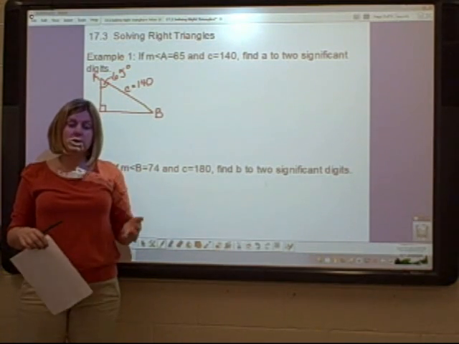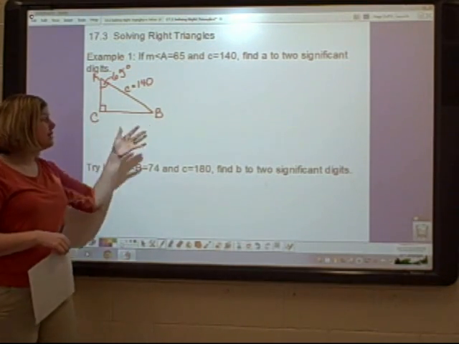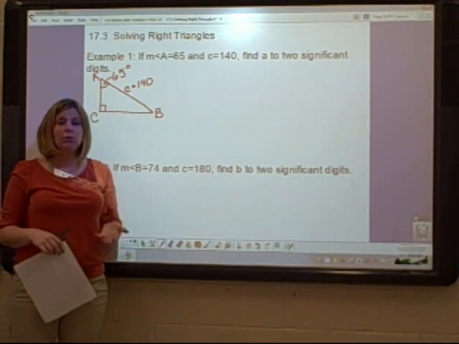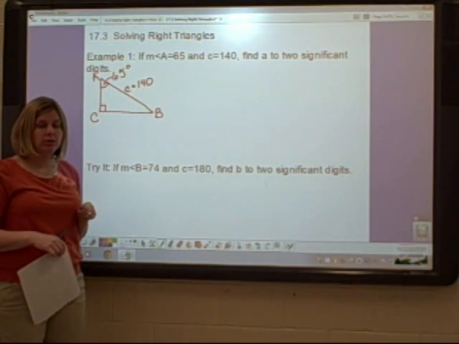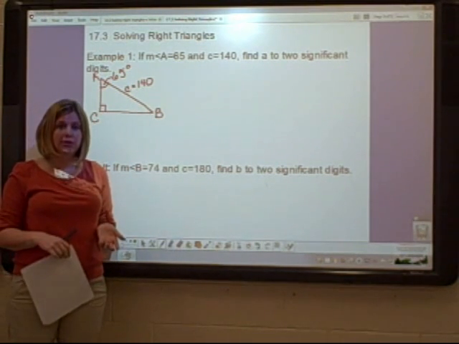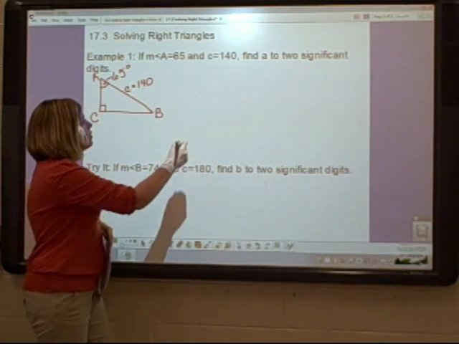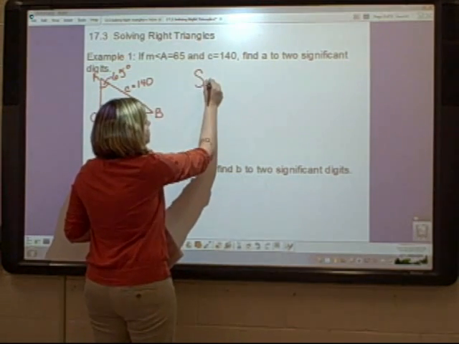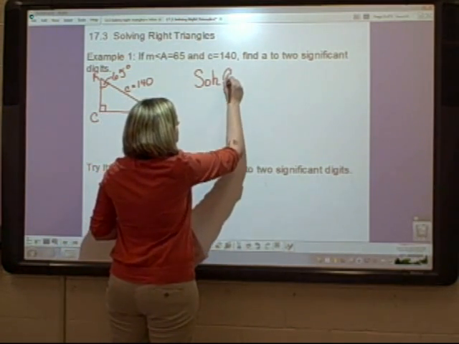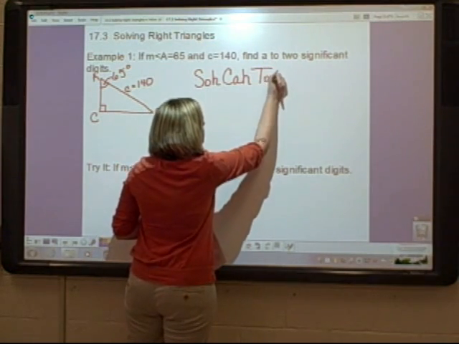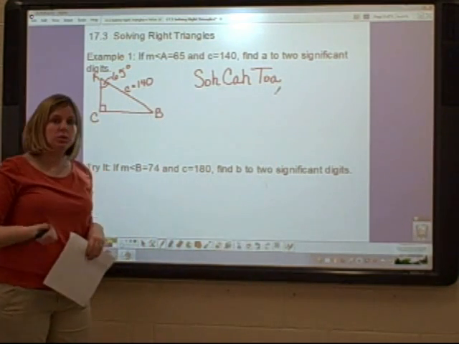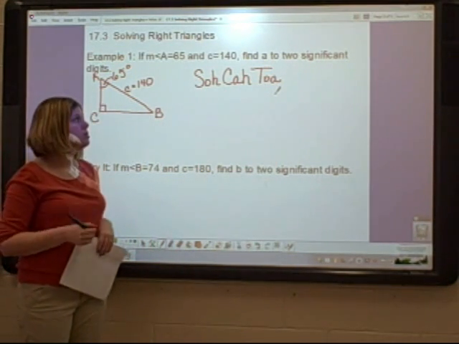Now before, we could use the Pythagorean theorem and solve for the missing side. Well, we can't do that today because we're only given one side of the triangle. So we're going to have to use our trig functions. So let's go back to our SOHCAHTOA and decide which would be the best option for us to use.